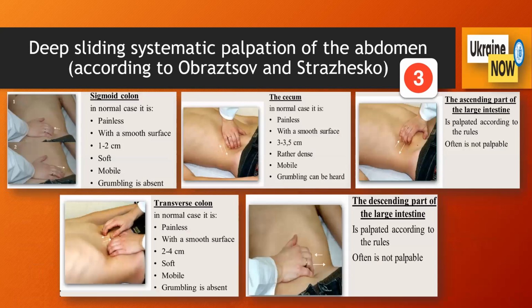So, the sigmoid colon in normal case is painless with a smooth surface, 1 to 2 centimeters, soft, mobile, and grumbling is absent. The cecum in normal case is painless with a smooth surface, 3 to 5 centimeters, rather dense, mobile, and grumbling can be heard. The ascending part of the large intestine often is not palpable. The transverse colon in normal case is painless with a smooth surface, 2 to 4 centimeters, soft, mobile, and grumbling is absent. The descending part of the large intestine often is not palpable.